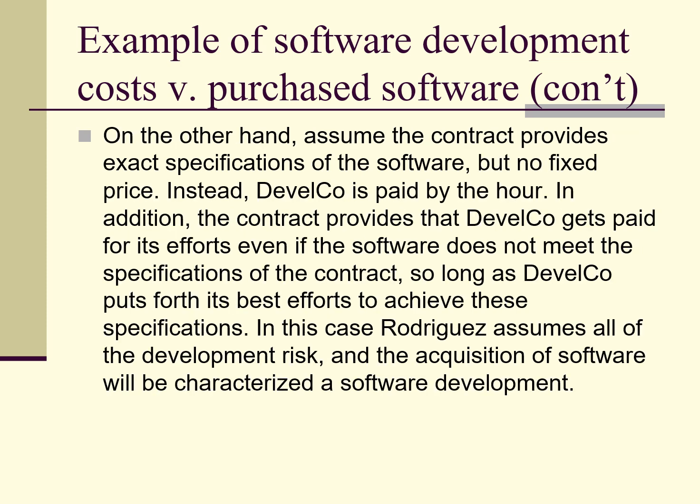On the other hand, assume the contract provides exact specifications of the software, but no fixed price. Instead, DevelopCo is paid by the hour. In addition, the contract provides that DevelopCo gets paid for its efforts, even if the software does not meet the specifications of the contract, so long as DevelopCo puts forth its best efforts to achieve these specifications. In this case, Rodriguez assumes all of the development risk, and the acquisition of software will be characterized as software development.